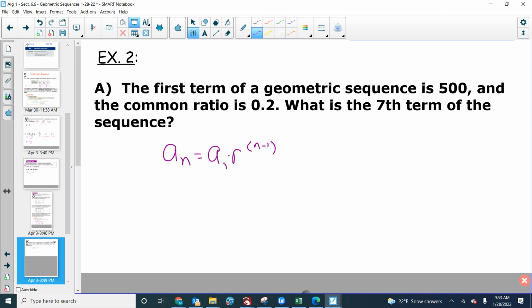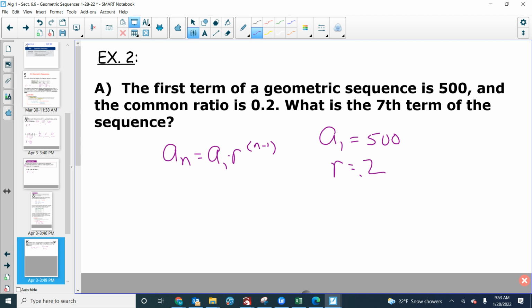It's not to the n. It's the n minus 1. Okay, what term are we finding here? The 7th term? Yep. Okay, so a sub 1, my first term, is what? 500. Yep. What's the 0.2? Guys, my common ratio is 0.2. I'm starting at 500. Now, what does that mean? I'm starting at 500. My ratio is 0.2.